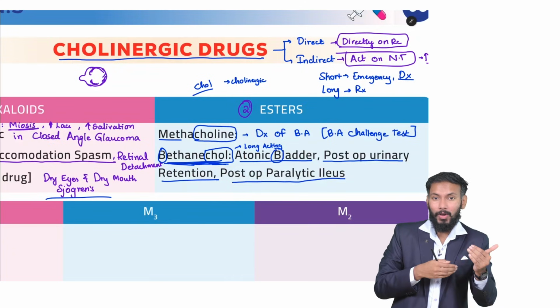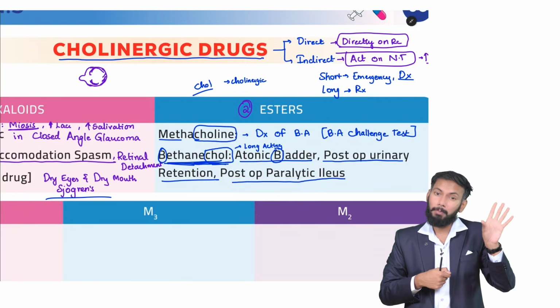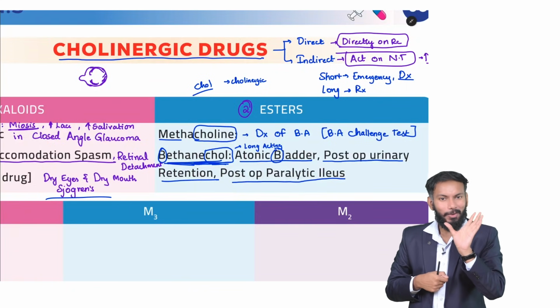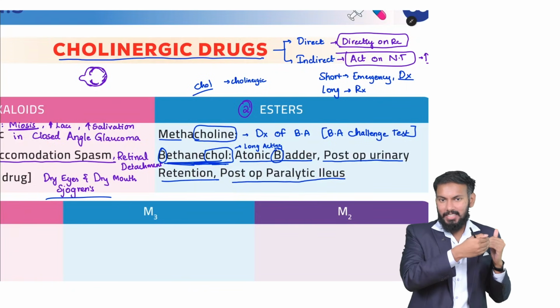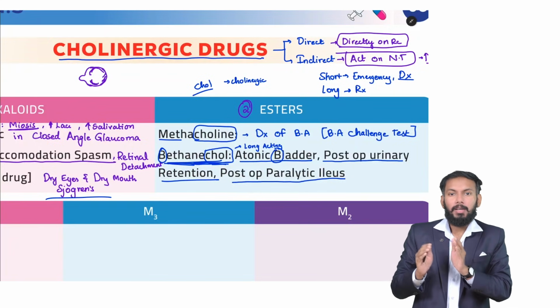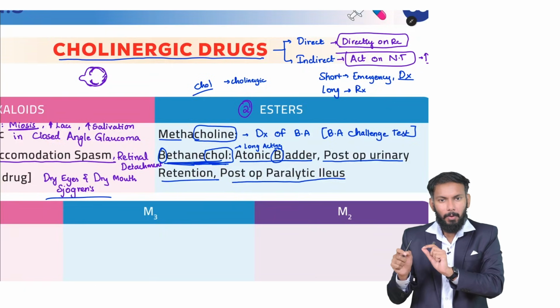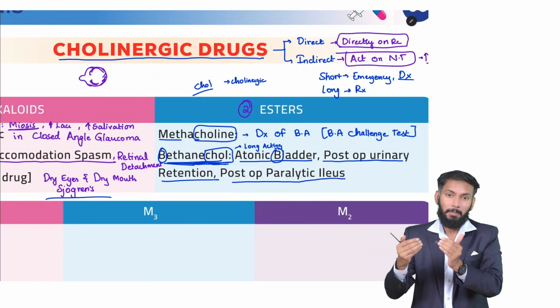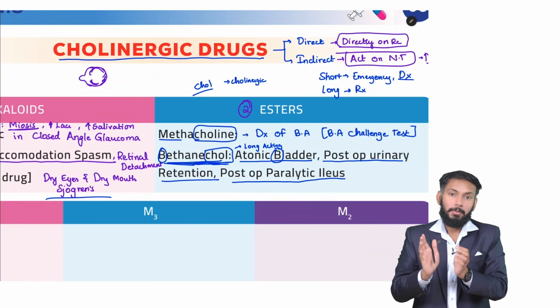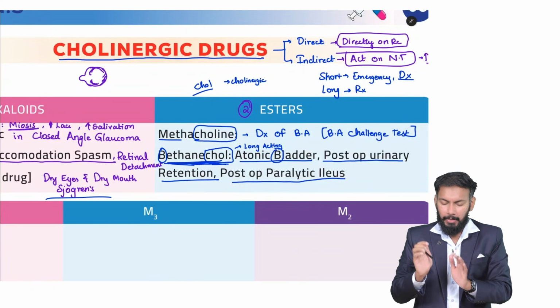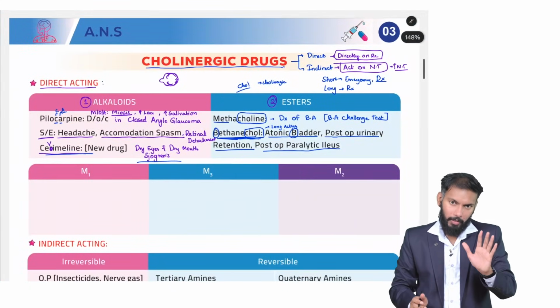Easy to remember. Alkaloids are pilocarpine and cevimeline. Pilocarpine, Ca, closed angle glaucoma. Cevimeline in Sjögren's syndrome. Next, coming to methacholine, it is used in the diagnosis of bronchial asthma. Bethanechol is used in bladder problems. Where do you use it? In atonic bladder and post-op urinary retention or paralytic ileus. Thus, it is done.